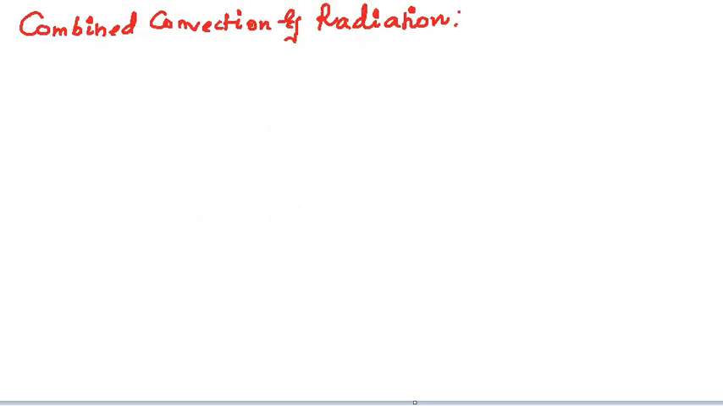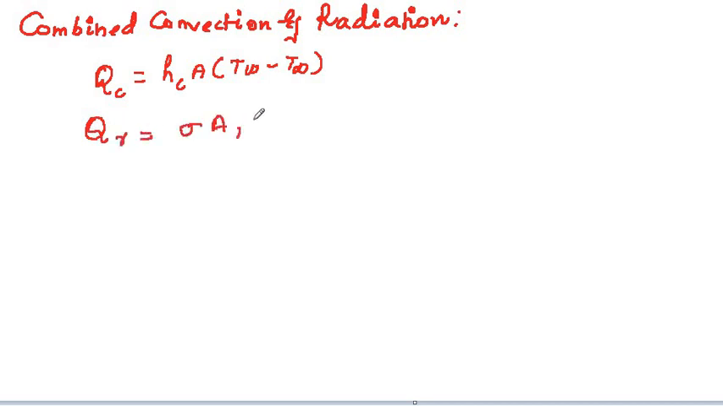Now combined convection and radiation. In case of combined convection and radiation, the heat is transferred from a hot body by natural convection and radiation. Now the heat transferred by natural convection, Qc, is given by Hc into A into Tw minus T infinity. So that is the first equation. And then by radiation it is given by Qr equal to sigma A1 F12. Earlier I said Tw is nothing but the wall temperature and T infinity is the surrounding temperature through which the heat is getting lost.